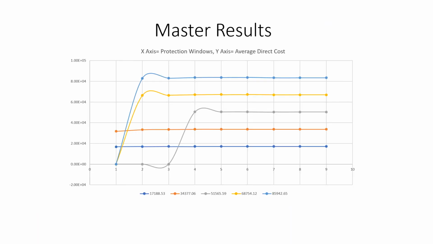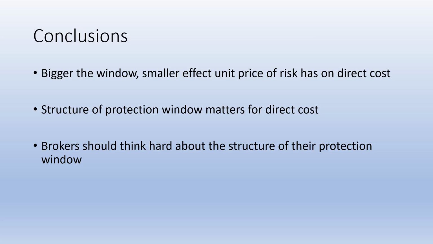The x-axis here is the different protection windows. The y-axis is the average direct cost across all unit prices. In conclusion, the bigger the window, the smaller effect the unit price of risk has on direct cost. The structure of the protection window matters for the average direct cost across all unit prices. The key takeaway for brokers is to think hard about their structure of protection windows.